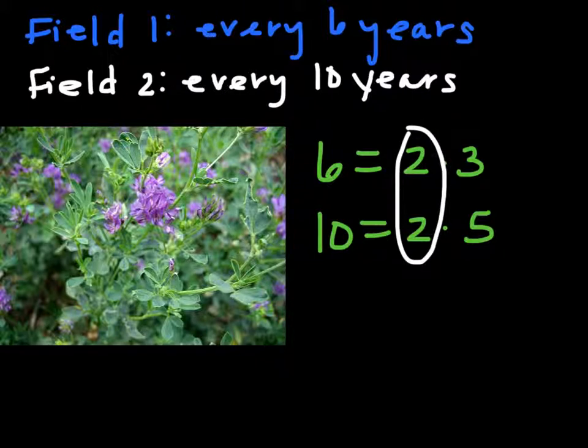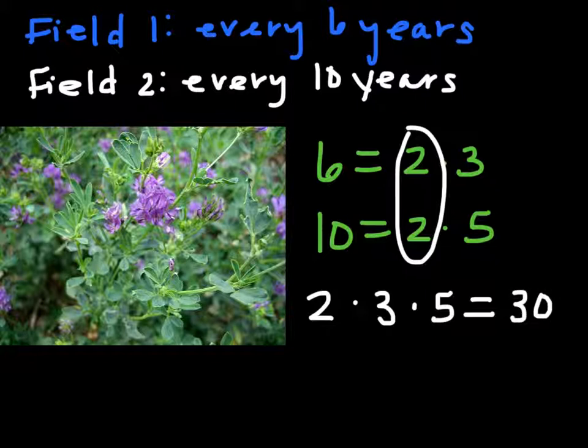And then we multiply all of our factors together using the common factor only once. So now we will take 2 times 3 times 5. And that will give us 2 times 3 is 6, times 5 is 30. So our least common multiple is 30.